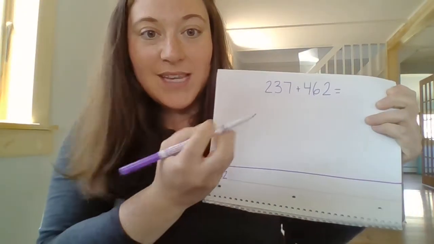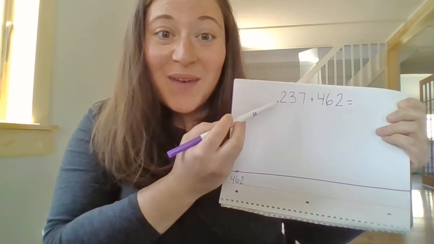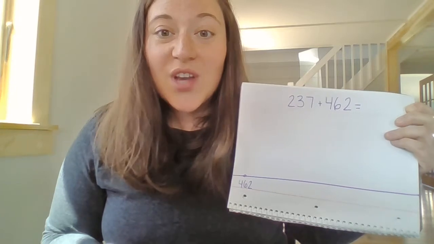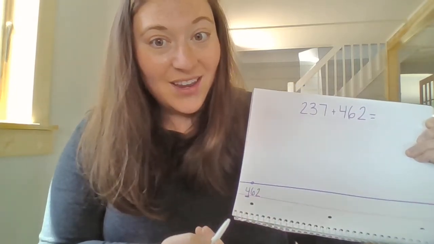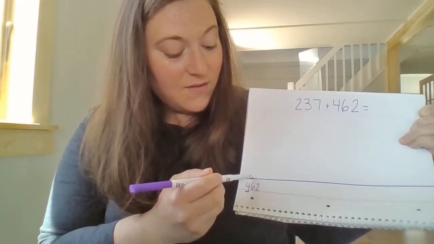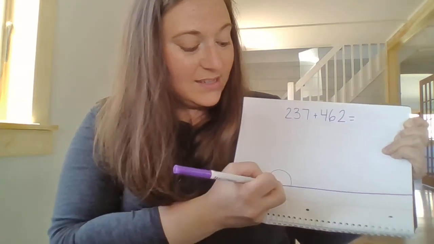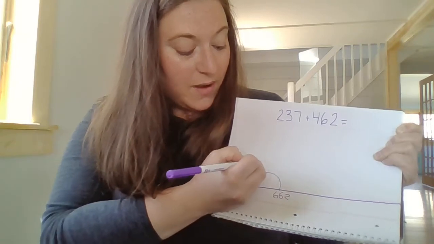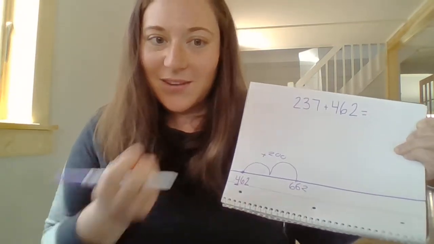Now we know we're going to be taking this number, 237, and adding on. So the first thing I do is start with my largest number. I'm going to start with my hundreds place. I see that I have 2 hundreds, so I'm going to be making 2 jumps of 100. That means my hundreds place down here is the number that will change. 462, 562, 662. I label on the bottom, and I'm just going to write plus 200 on the top because I made 2 jumps of 100.